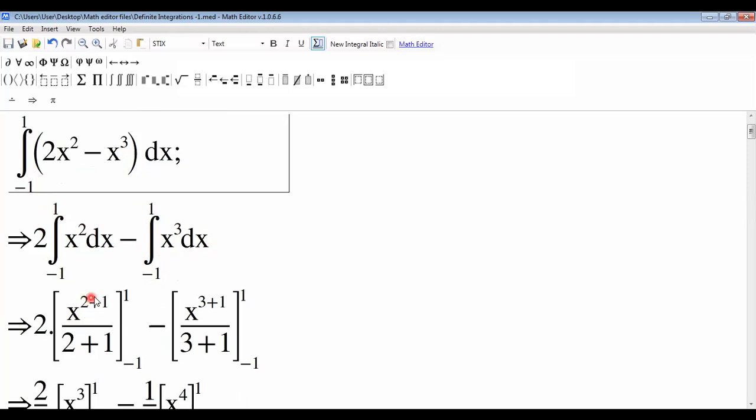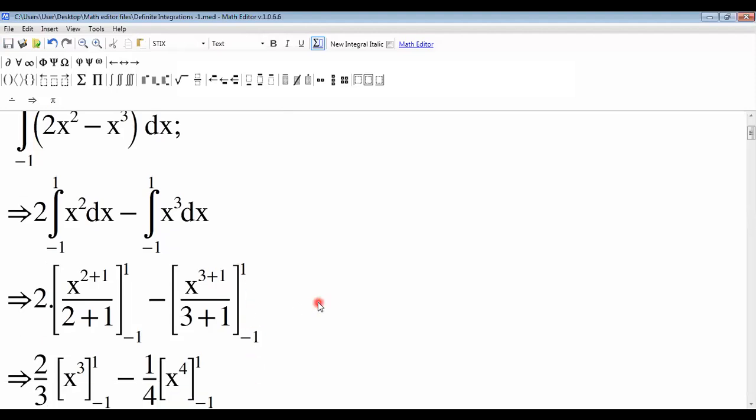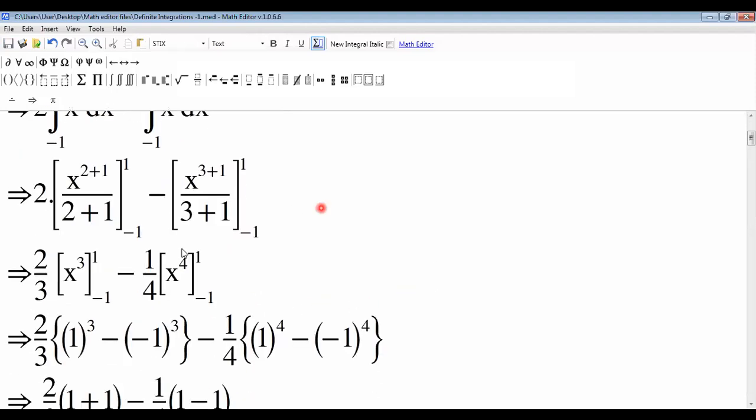The formula is x to the power 2 plus 1 divided by 2 plus 1, and the integral limits will be within brackets, minus 1 to 1, minus x to the power 3 plus 1 divided by 3 plus 1, with limits minus 1 to 1. So this will be x cube, and 2 plus 1 is 3, so the constant is 2 by 3. Minus 1 by 4: 3 plus 1 means 4, so 1 by 4 is separated, and x to the power 4, with integral limits minus 1 to 1.